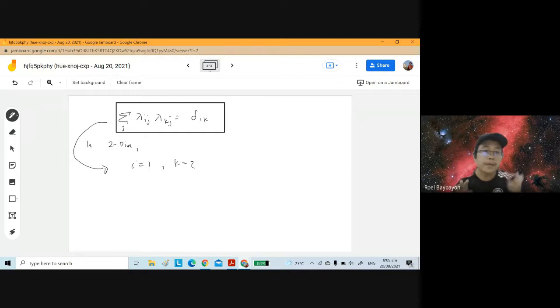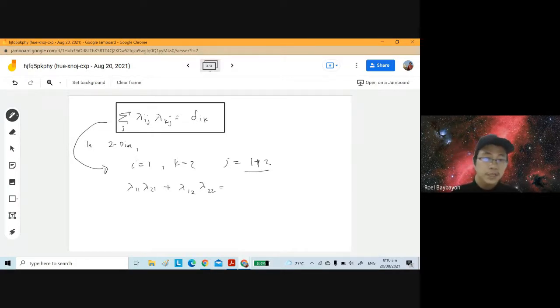So I know that this summation must be equal to 0 because i is not equal to k. So when i is equal to 1 and k is equal to 2, then this summation becomes lambda 1 1, lambda 2 1, in 2 dimensions only, plus lambda 1 2, lambda 2 2. Here j runs from 1 to 2.